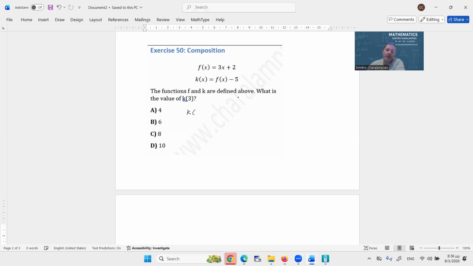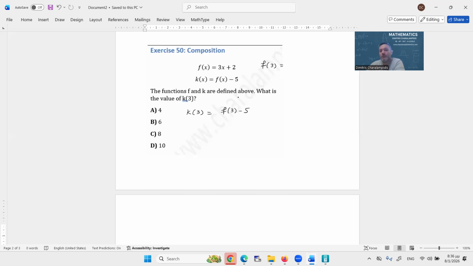k of 3 basically means go in function k and instead of x place 3. So since k of x is equal to f of x minus 5, k of 3 would similarly be equal to f of 3 minus 5. f of 3 also means go in function f of x and instead of x place 3.